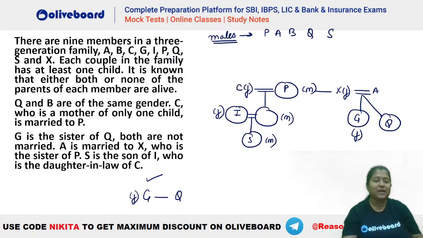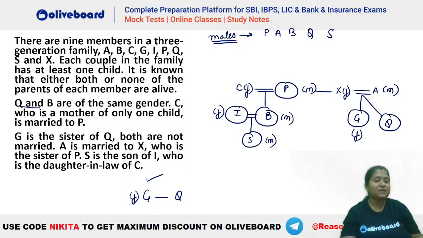A is married to X. Okay, so A has to be a male person, who is the sister of P? So X is the sister of P. S is the son of I, who is the daughter-in-law of C. So all this is done. Now who is the only person remaining? You can see we have A is there, B is there. Is B there? No, we have not drawn B right now. So you can see B will be this person.